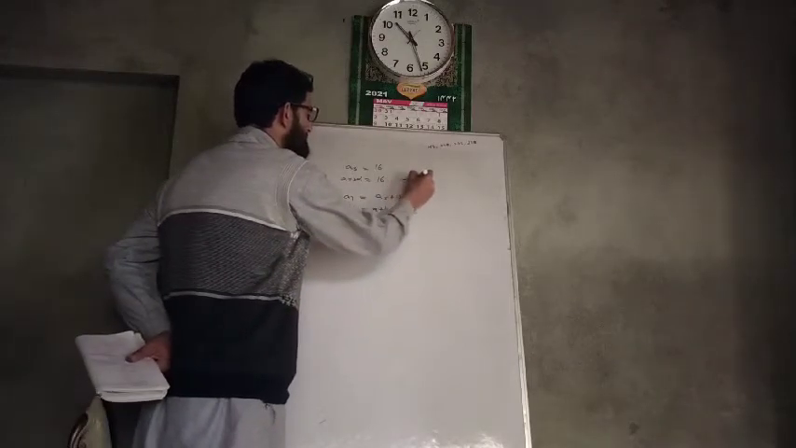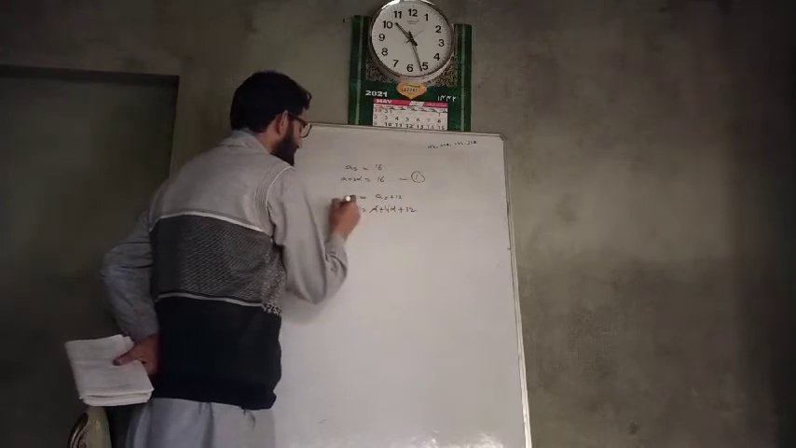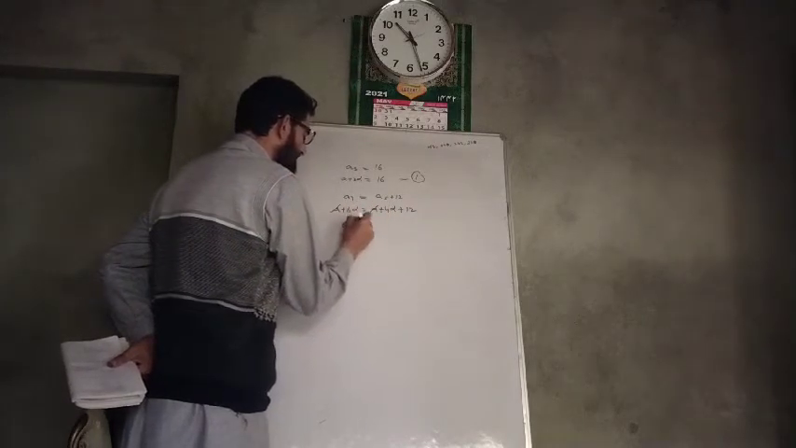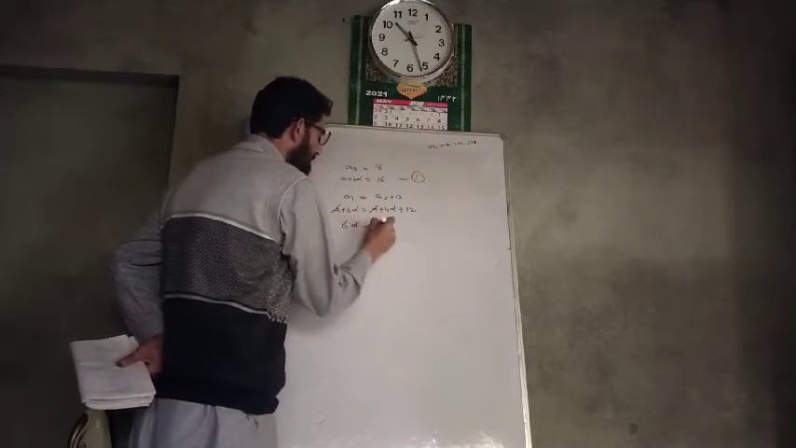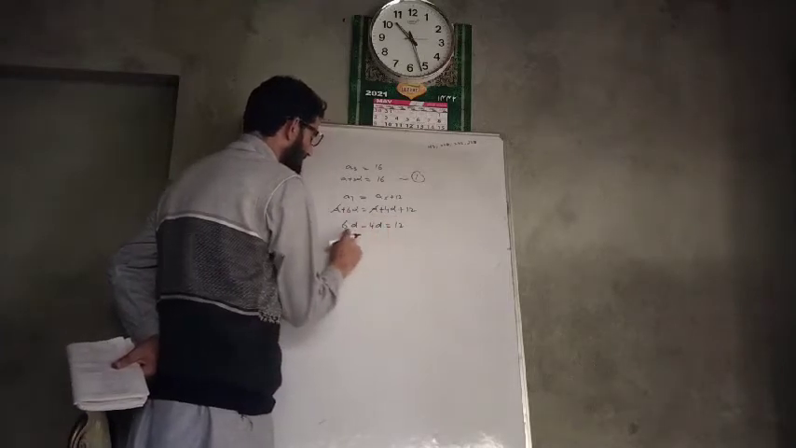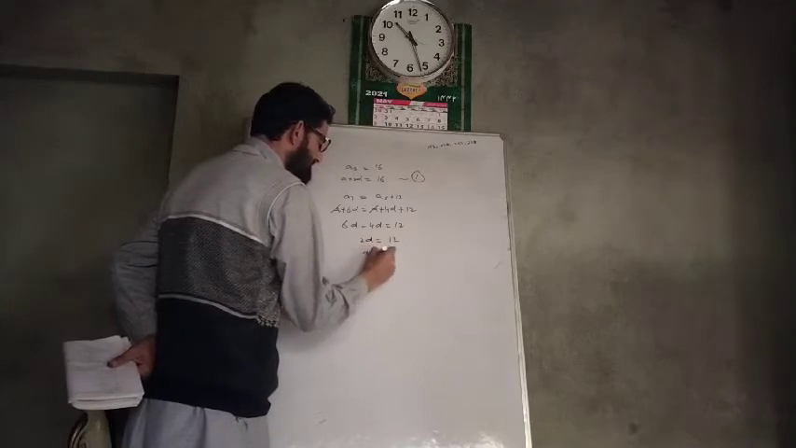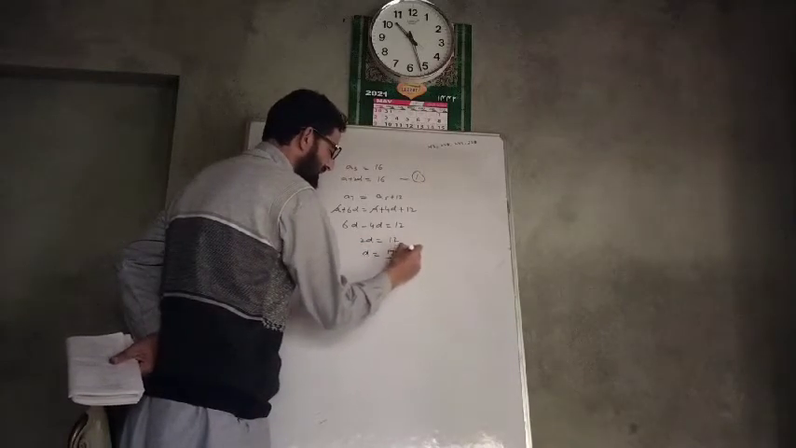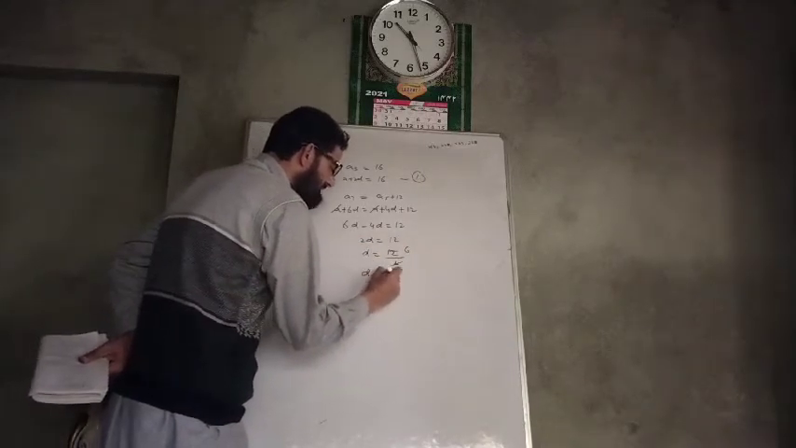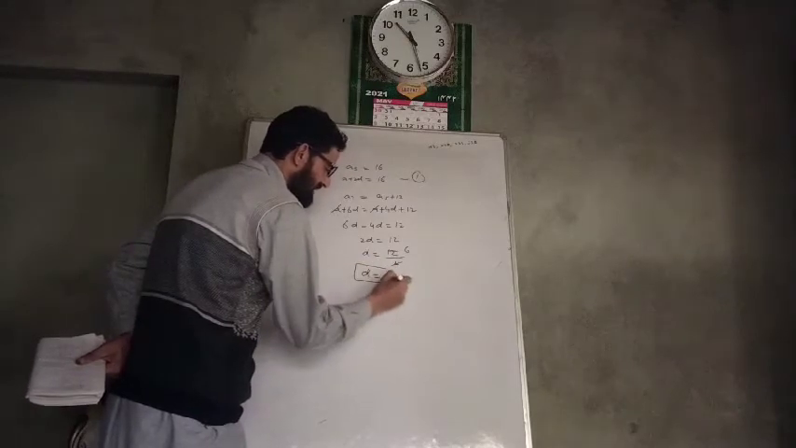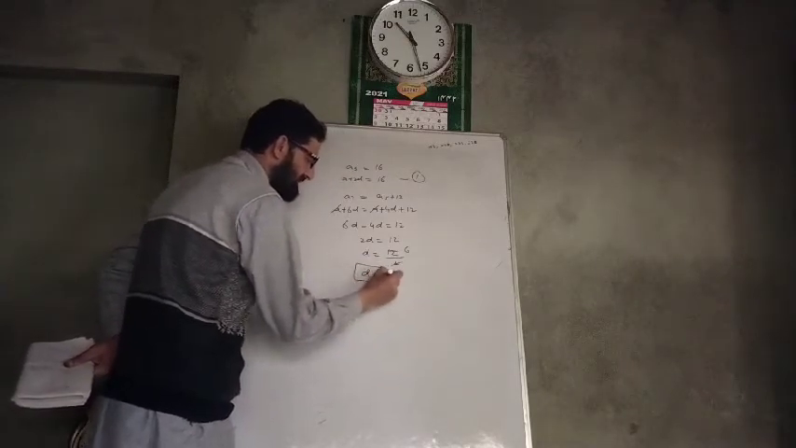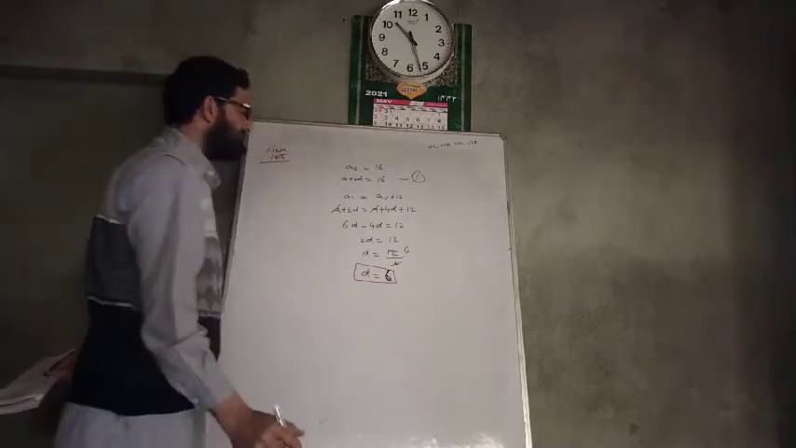Now this is our equation first. A and A will cancel. We are left with 6D minus 4D equivalent to 12. This is 2D equal to 12. What is D? D is 12 by 2. Our D is equivalent to, this is the common difference, D is 6.